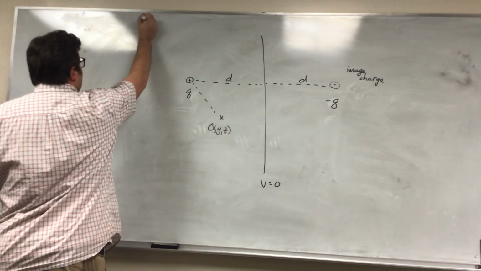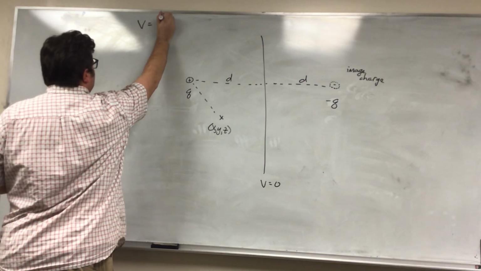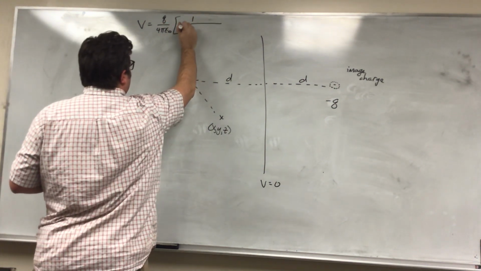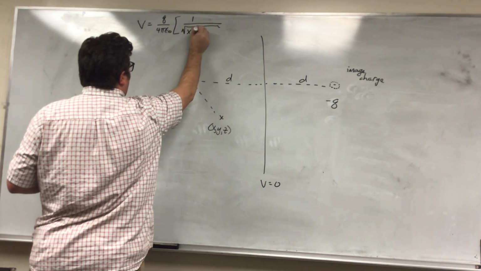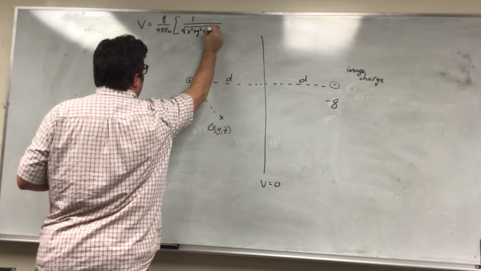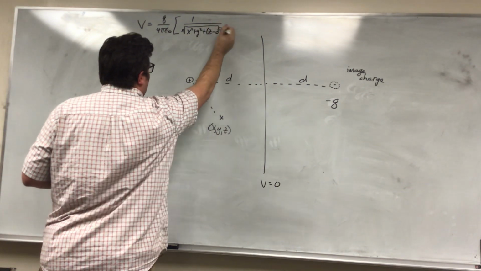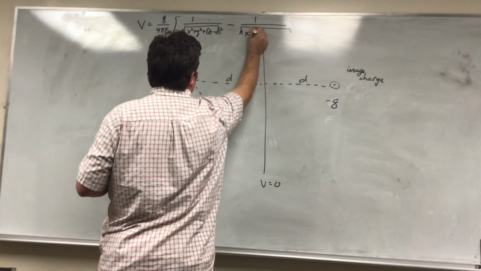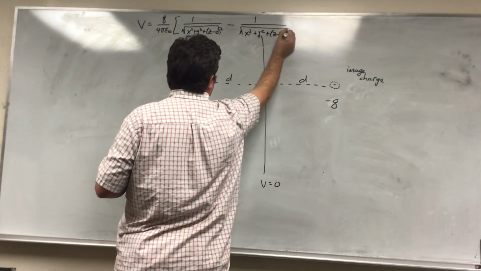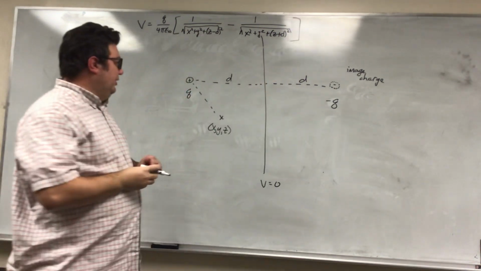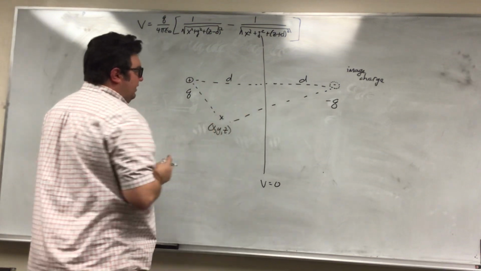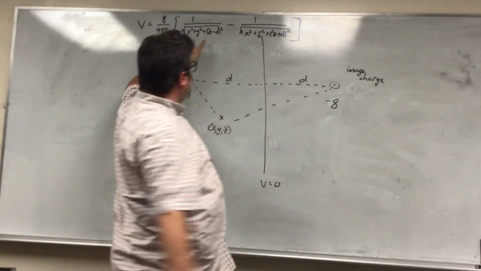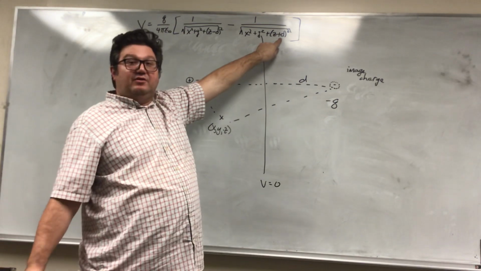So your potential here is going to be Q over 4 pi epsilon naught, 1 over the square root of x squared plus y squared plus z minus d squared, minus 1 over the square root of x squared plus y squared plus z plus d squared. This one has the z going an extra distance because the script r here is small and this one is larger. So here you have z minus d, here you have z plus d.